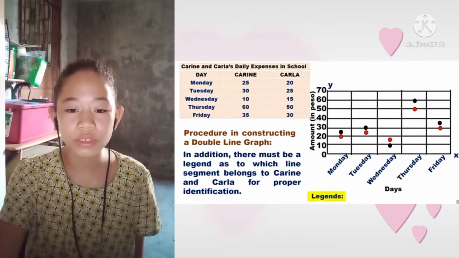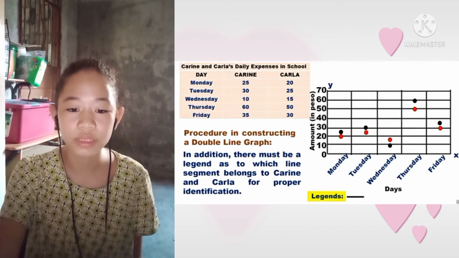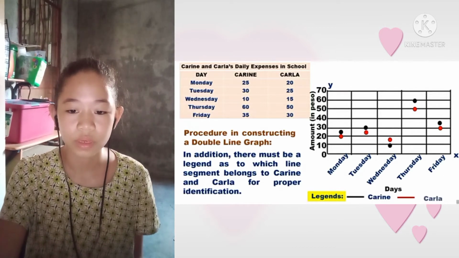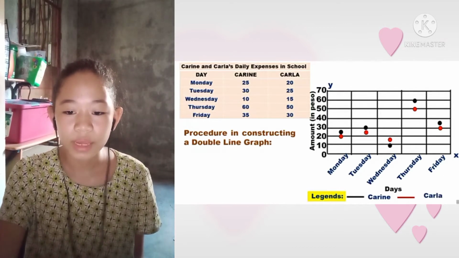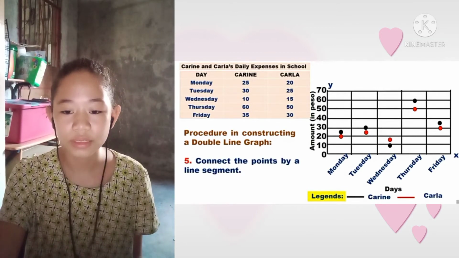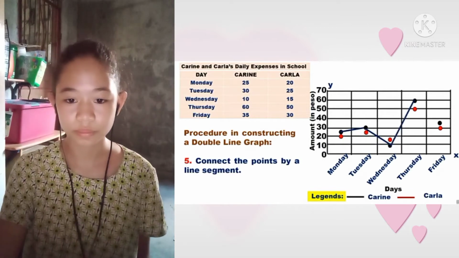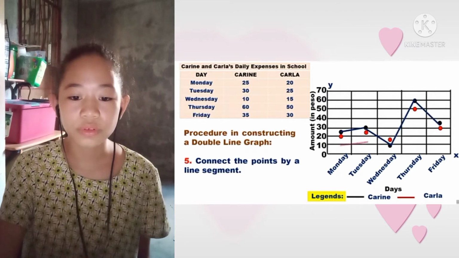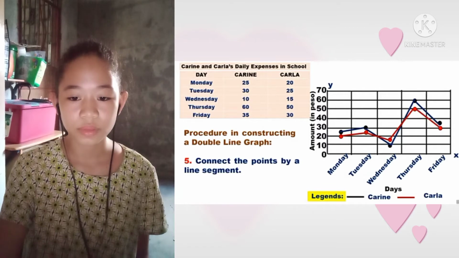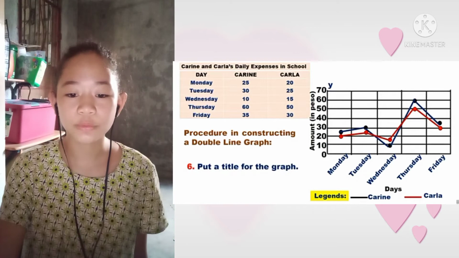In addition, there must be a legend as to which line segment belongs to Corinne and Carla for proper identification. Legend: black line for Corinne and red line for Carla. Connect the points by a line segment. Then put the title for the graph.